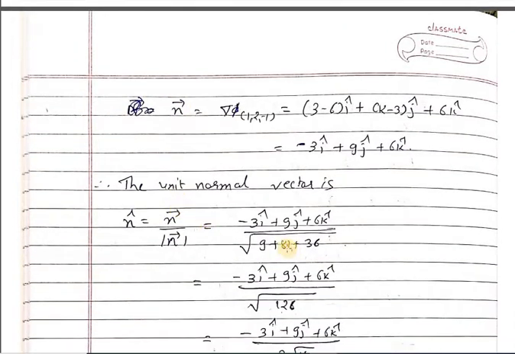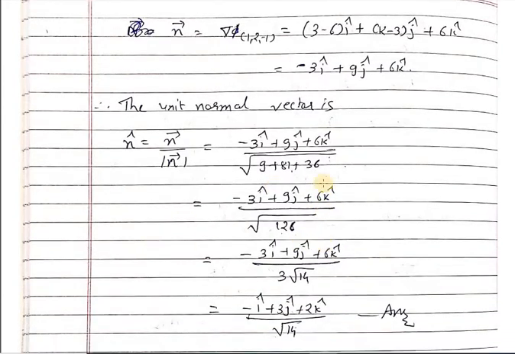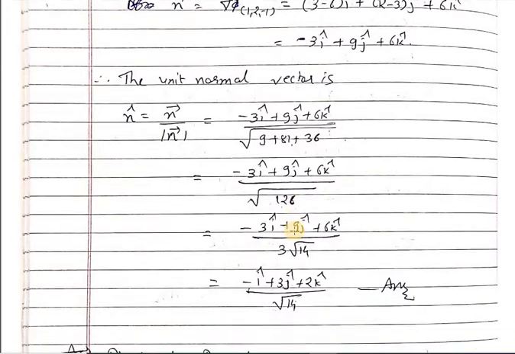So the unit normal vector is given by n cap, and n cap is equal to n bar upon mod n bar. That means it is minus 3i plus 9j plus 6k divided by the root of minus 3 square plus 9 square plus 6 square. That means 9 plus 81 plus 36. So that will be minus 3i plus 9j plus 6k upon under root of 126. So 126 is 14 into 9. So 9 has a square root 3. So it will be 3 under root 14.